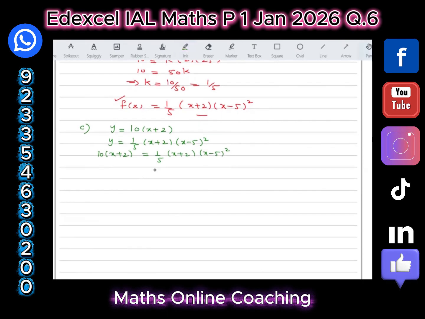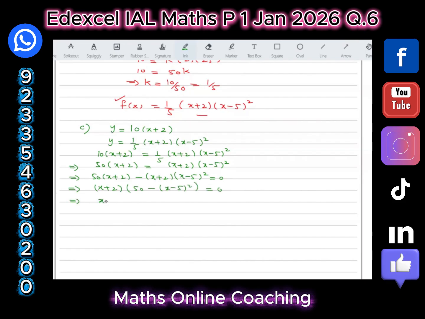Now we can simplify this equation to get the value of x. It gives 50(x + 2) is equal to (x + 2)(x - 5) whole squared. And it gives 50(x + 2) minus (x + 2)(x - 5) whole squared is equal to 0. (x + 2) is common here. (x + 2) times [50 minus (x - 5) whole squared] is equal to 0.